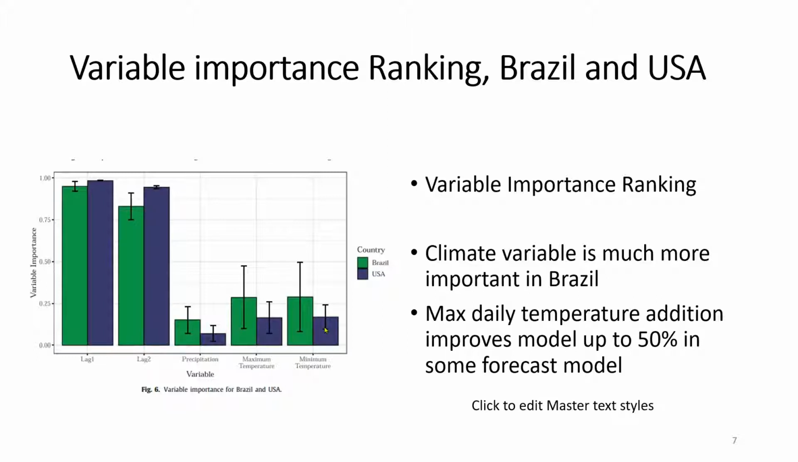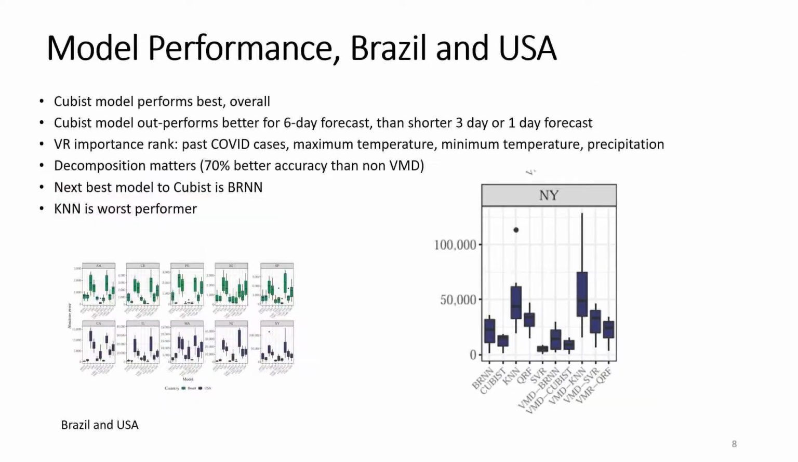If you compare to the blue bar, which is USA, you can see that their relative weight of past COVID cases is smaller, and their temperature, the maximum temperature, weighs relatively so much higher than the USA. And from their model, they're saying that the max daily temperature addition improves some models up to 50%. 50%, that's a significant number. And I don't think that in COVID, with all these news and medical advancement, there is enough talk or even attention that has been brought to the temperature variables.